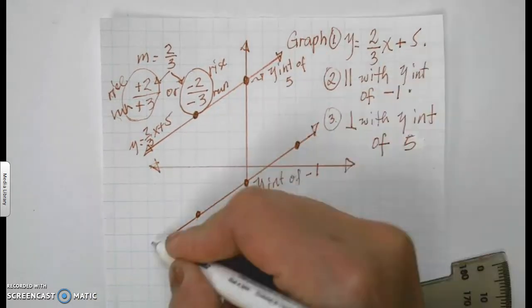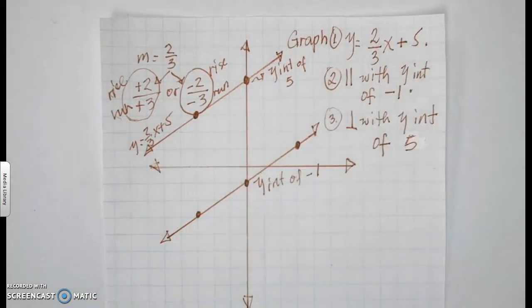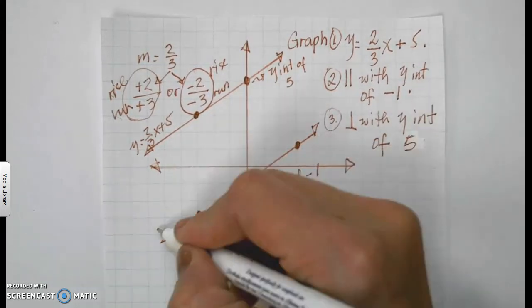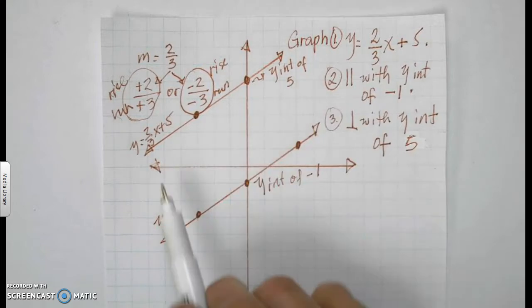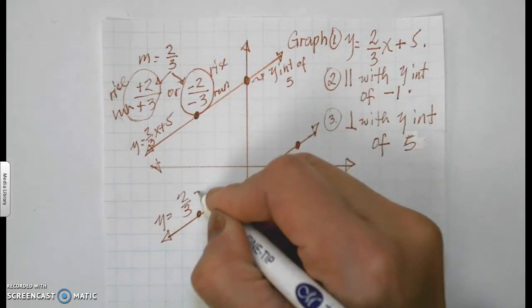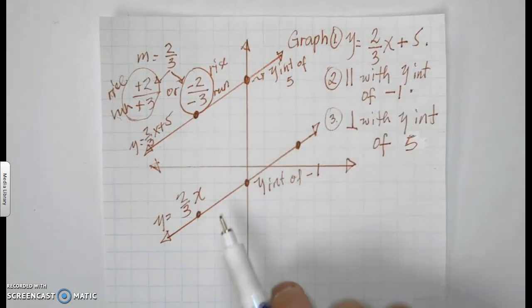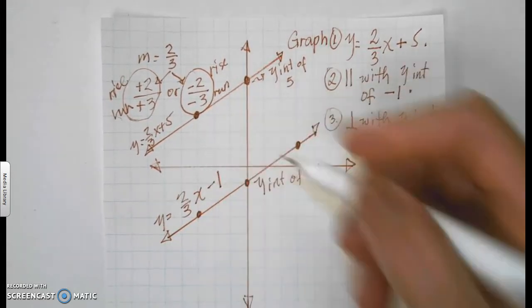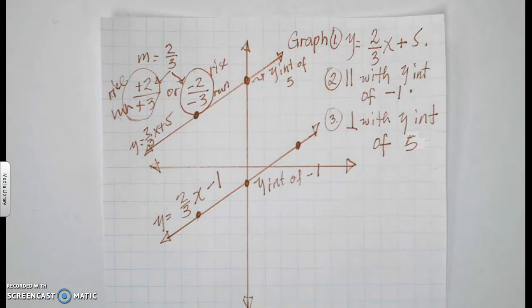Please understand that parallel lines have the same slope. So what we're going to do to name this line is y equals same slope, meaning 2 over 3 x, but this time your y-intercept goes to negative 1. So that's the equation of that line.